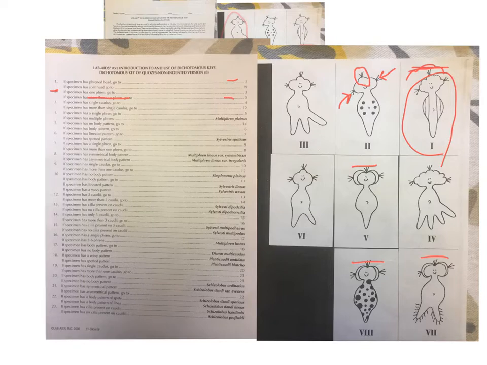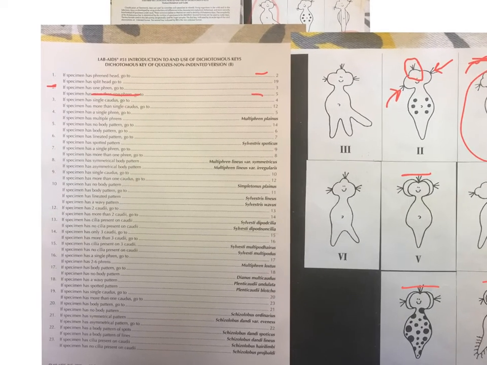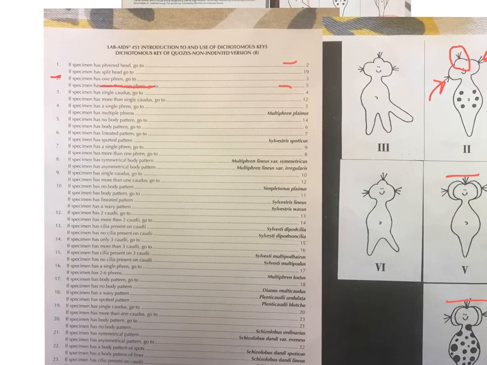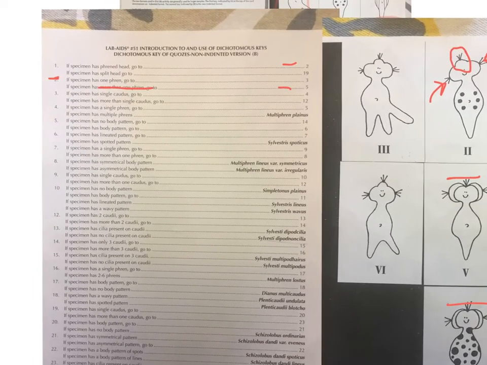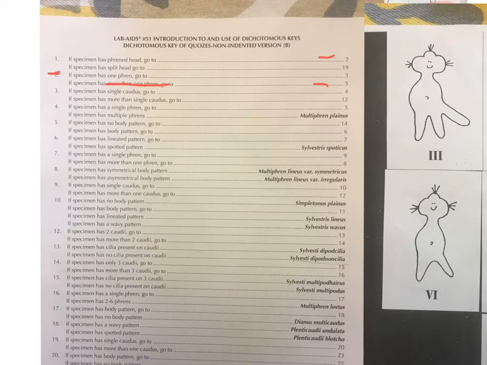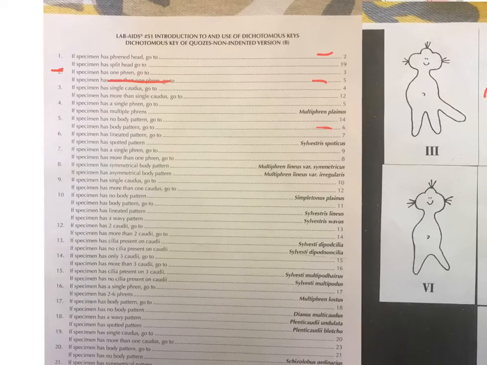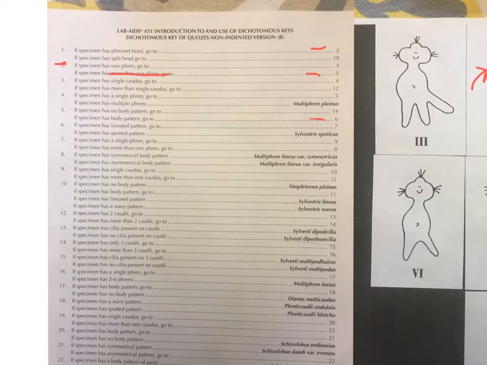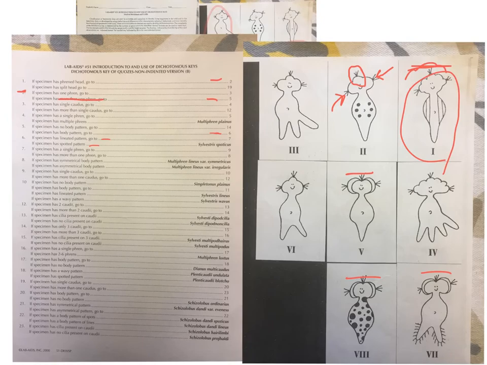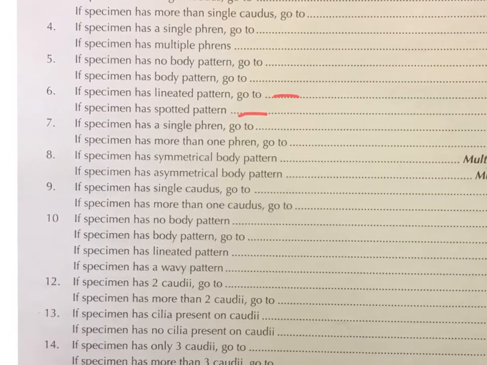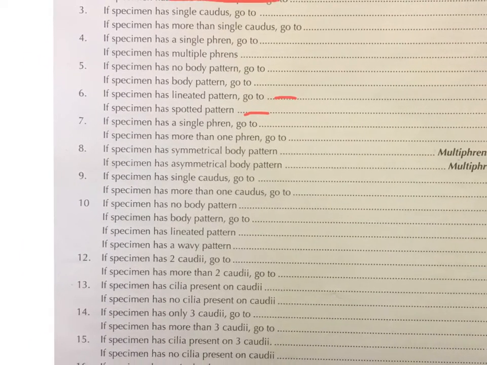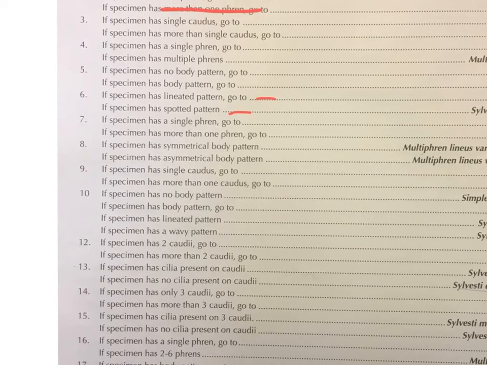Okay, step 5. Does he have a body pattern or no body pattern? He's got stripes, so I would say he has a body pattern. So I'm going to go to step 6, it says. Step 6, is he lined or spotted? Number 1 has lines. So he's lined, so I'm going to go to number 7. Number 7 says, does he have 1 single lump on his head or more than 1 lump?